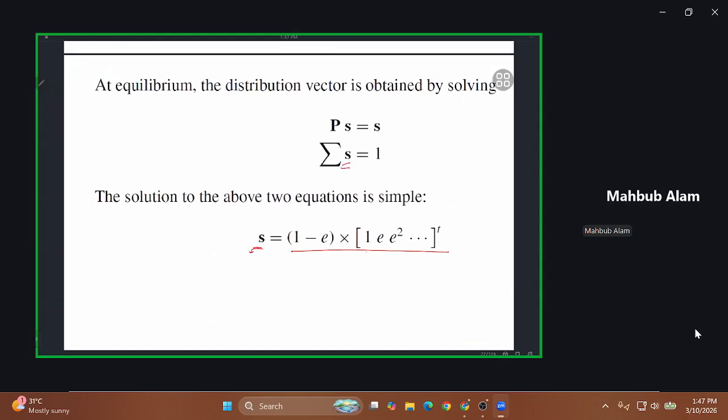This indicates that for T0, the probability is 1 minus E. For T1, the probability is E times 1 minus E. This you will understand as one failure followed by a success. Then T2 will be E squared times 1 minus E. Two failures followed by a success. And in this way, it goes on. So you'll have a vector.